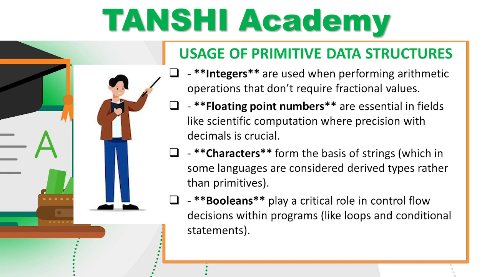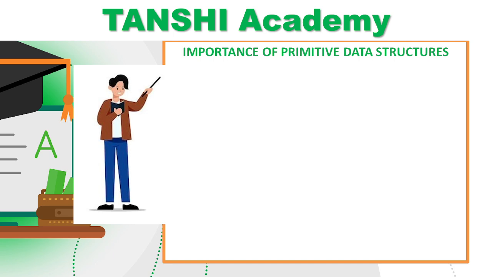Then we have booleans. They play a critical role in control flow decisions within programs. For example, if your average is greater than 10, yes, you have passed. Less than 10, you have failed. So there are two options, either yes or no. Loops and conditional statements make use of booleans. Okay, so those are the possible areas where primitive data structures can be used.